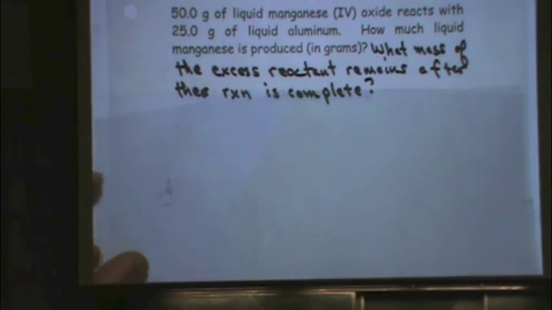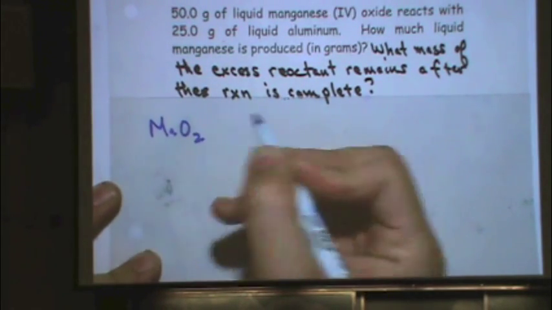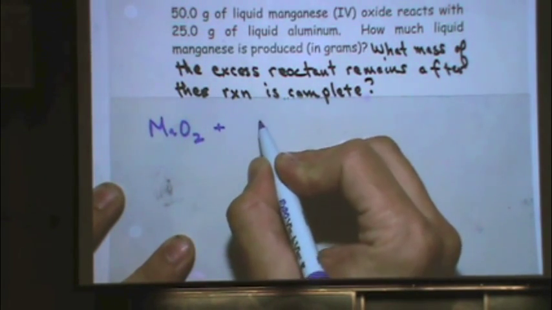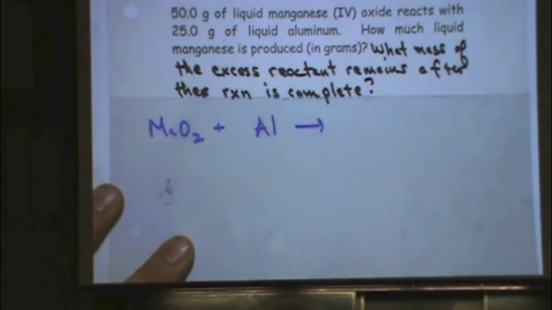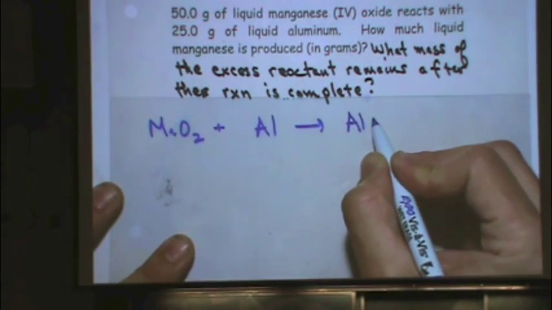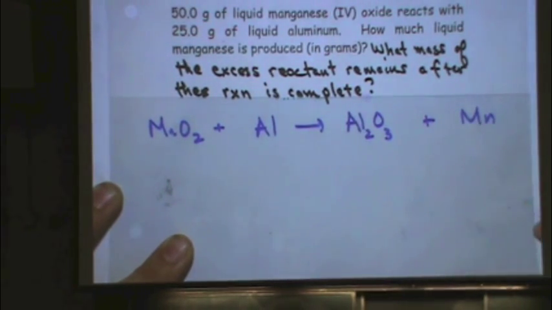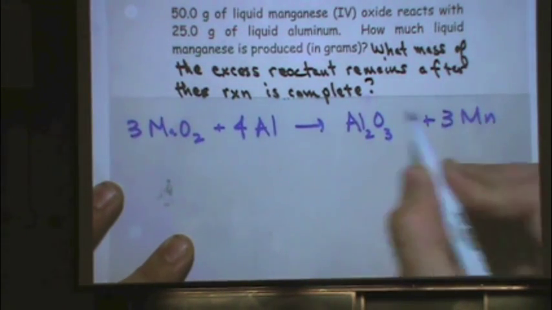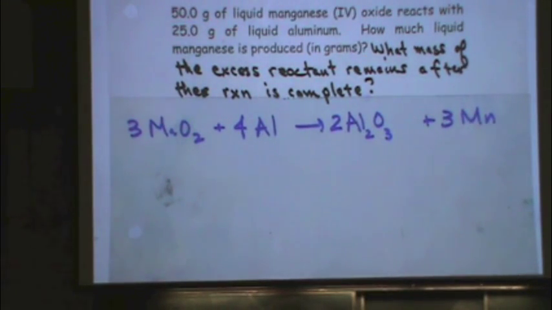3, manganese 4 oxide. That would be MnO2. Leave room, we're going to balance in a second. Plus liquid aluminum. This is what kind of reaction? Single replacement. We have a lone element and an ionic, so we're going to form aluminum oxide, Al2O3, plus lone manganese. We want to balance this. There's a 3, a 4 aluminum, 3 manganese, and 2 aluminum oxides. We'll do it. And now let's write down the information we have underneath.